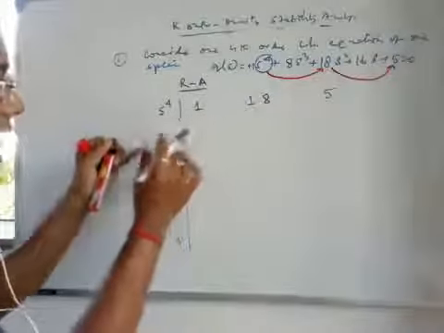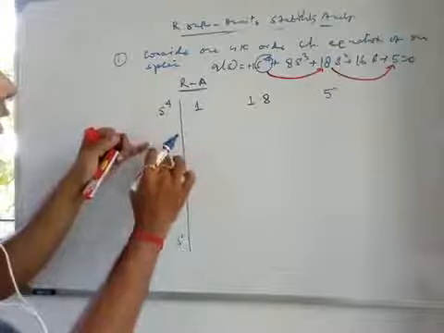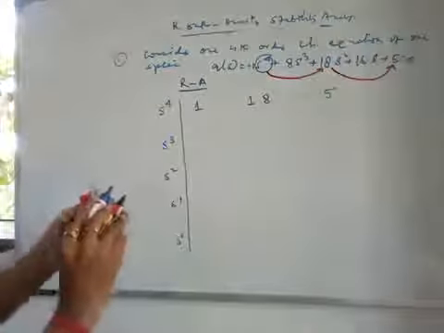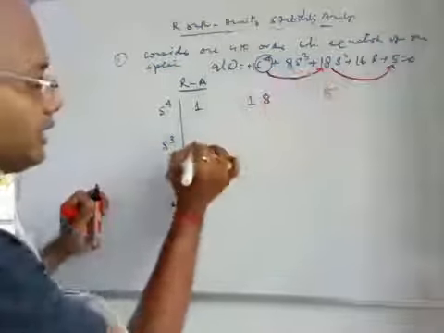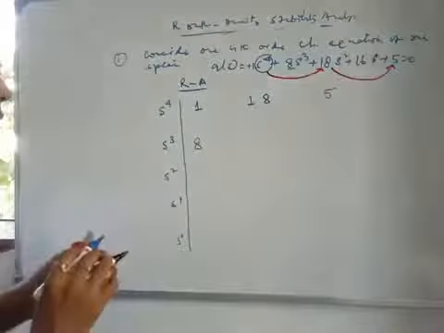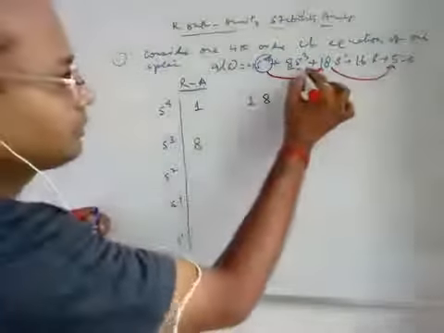Next, you have to consider the row s cube. When you consider s cube, this is your coefficient 8. Next, by the same procedure, what do you have to do?